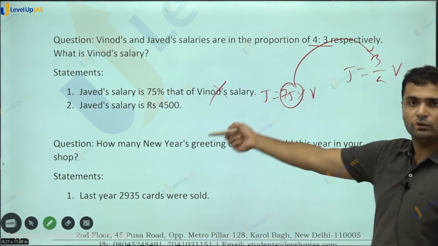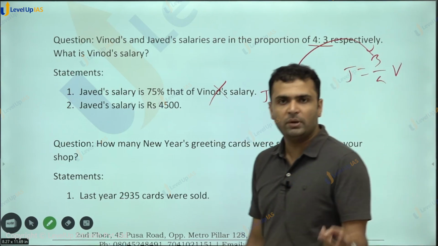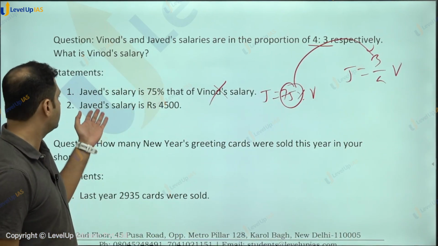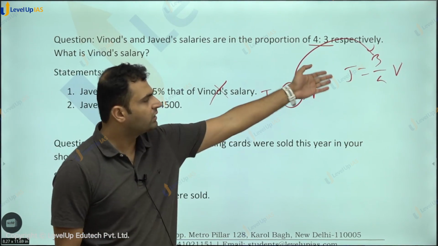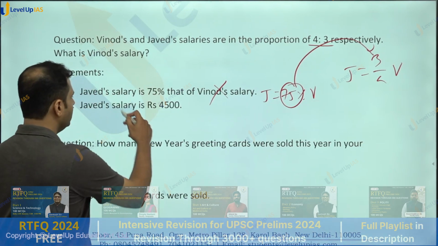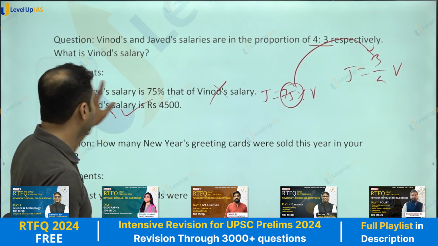It is giving the same equation; it should give a different one. We want two independent, different equations to solve the question. So the first statement is not sufficient. Second, Javed's salary is 4,500. If you put that value here, 4500, you can find out the value of V. So this statement is clearly sufficient. That is another, different equation.